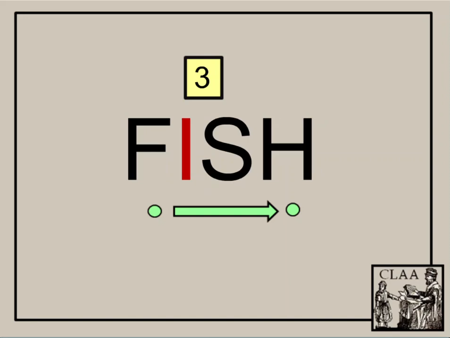Look carefully at this English word. What do you notice about the letter I? You should notice that it's followed again by two consonants. If the letter I is followed by more than one consonant, we read it with the short I sound, I, I. Let's read this word together. Fish, fish.